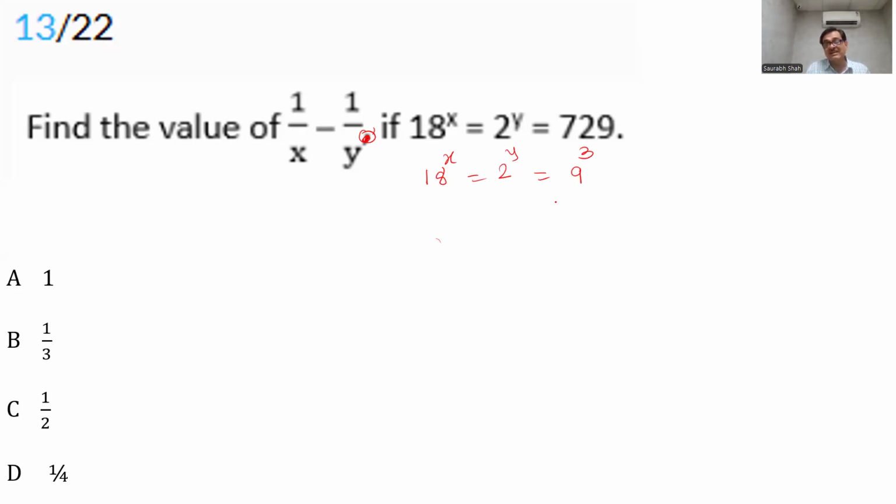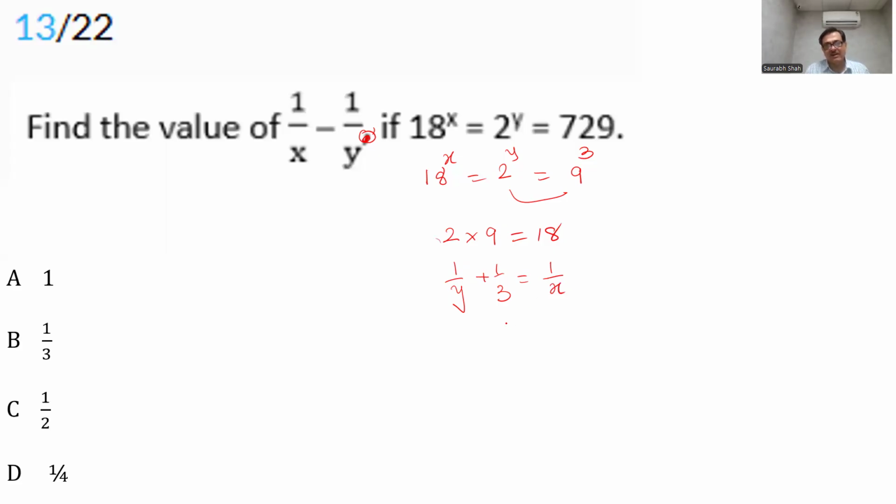Now, why did I create it as 9? I could have written it as 27 square also. But 9 into 2 is 18, 2 multiplied by 9 is 18. This is the relation of the bases. What will be the relation of the powers? Very simple. The power of 2 is y, so I write 1 upon y. The power of 9 is 3, so plus 1 upon 3. And that is equal to 1 upon the power of 18, which is x.